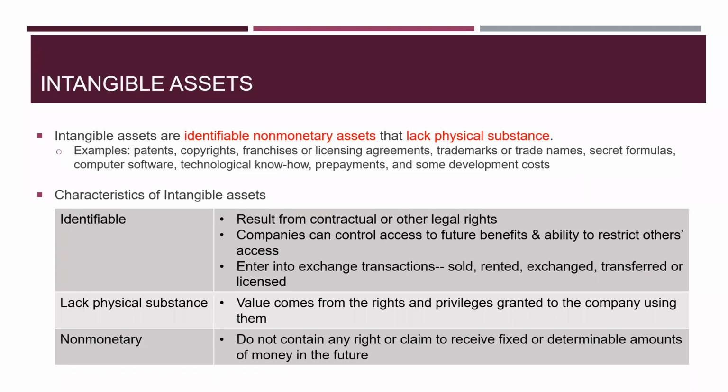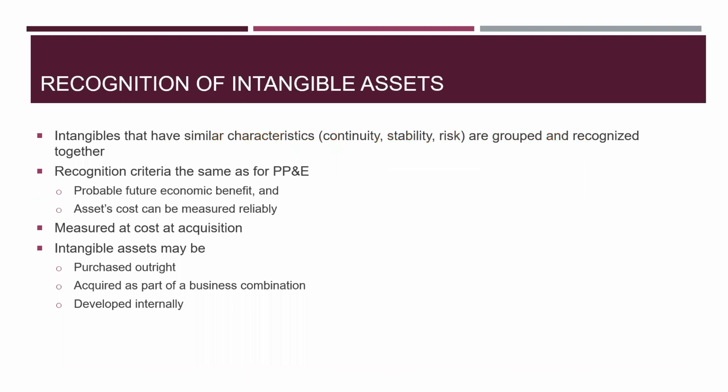Some of the examples that we will see in your intangible assets are patents, copyright, franchise, licensing agreement, trademarks, trade names, any secret formulas, computer hardware, software, development cost. So there can be a lot of different types of intangible assets that are available.